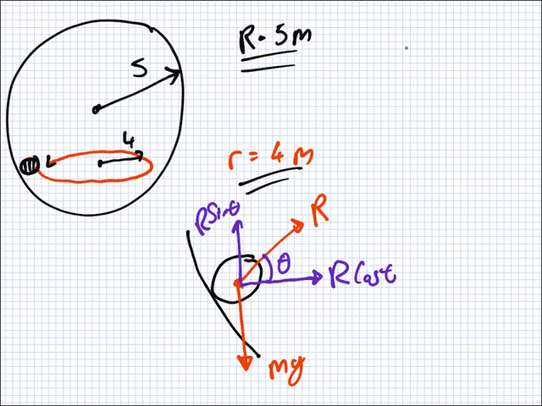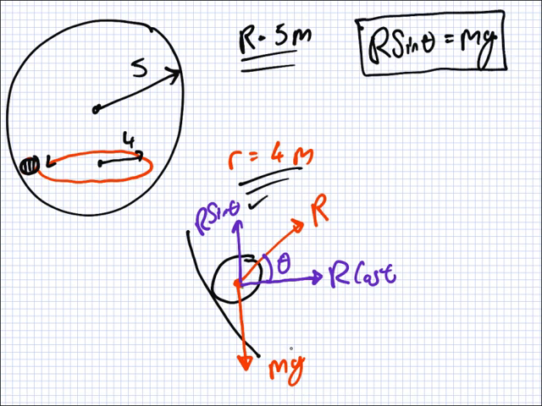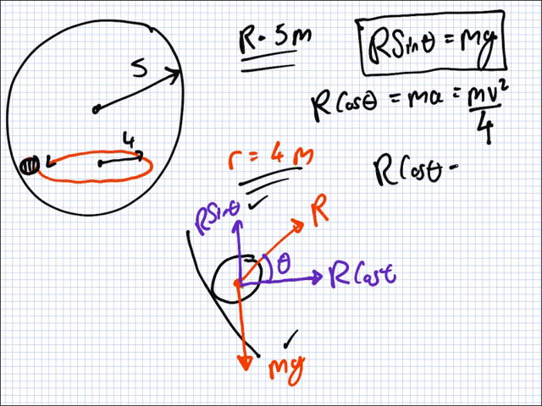Now, there's some things we know. We actually know that R sine theta should equal mg. Okay, well that's one result. That might be useful. So that equals that. Now, what do we know about R cos theta, though? It's a centripetal force. Very good. So R cos theta should equal ma, which equals m v squared over the radius, which is 4. So you have R cos theta equals a quarter m v squared.